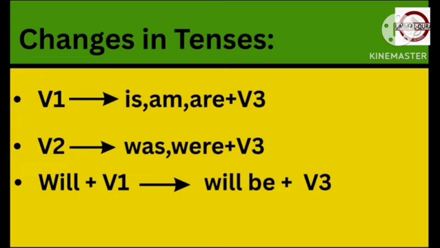To make passive voice we also have to do some changes in tenses. When there is the first form of verb in the active sentence, then we use is, am, are plus the third form of verb in the passive sentence. When there is the second form of verb in the active sentence, then we will use was, were plus the third form of verb in the passive sentence. And when there is will plus first form of verb, then we will use will be plus the third form of verb in the passive sentence.